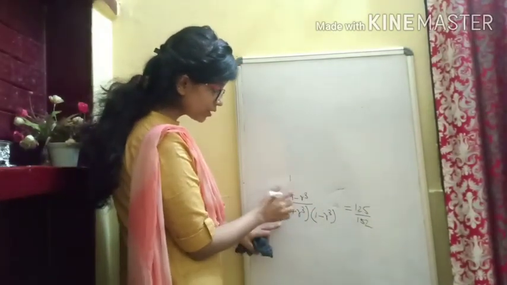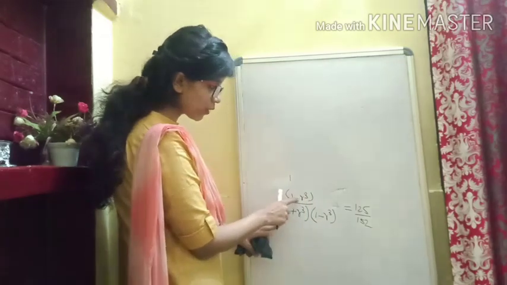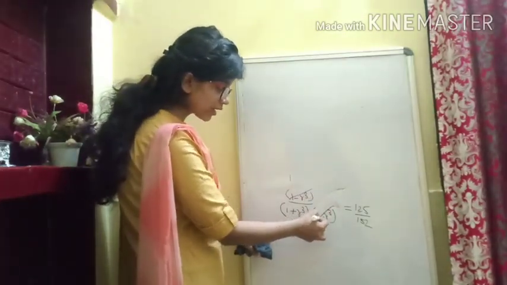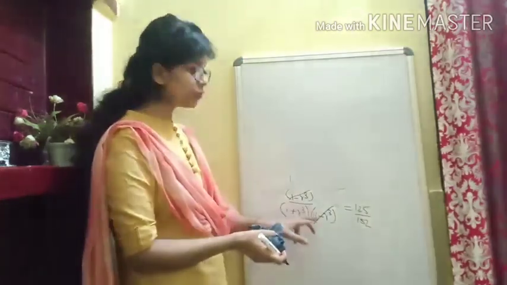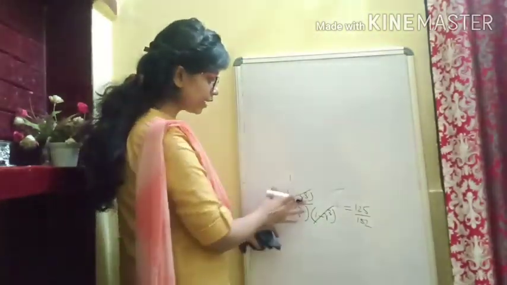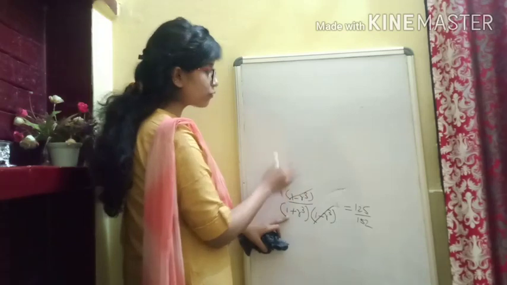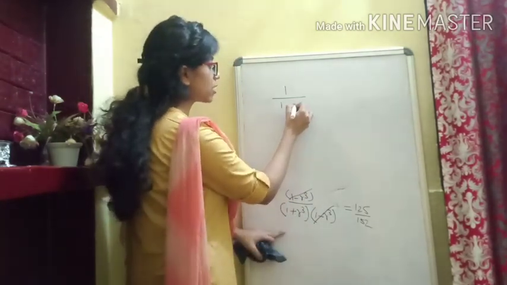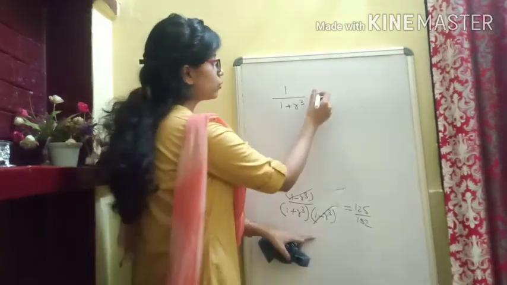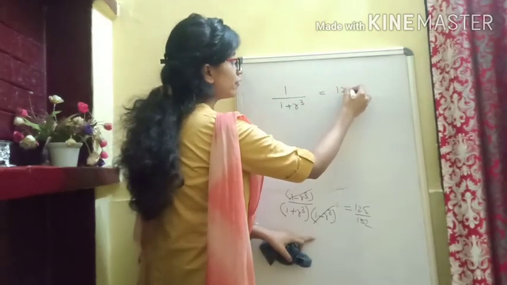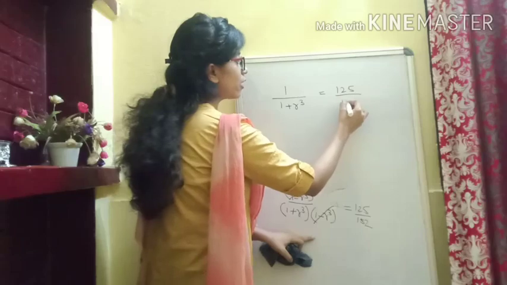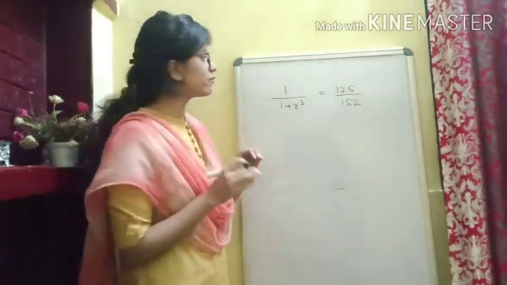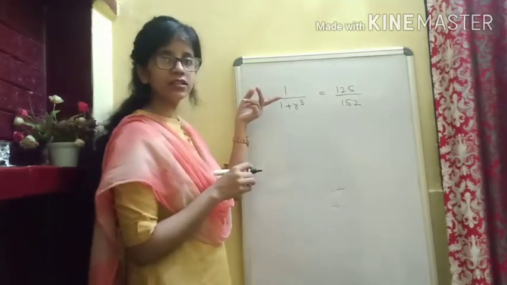Here, if you see, in the numerator we are getting 1 minus r to the power 3. And in the denominator also we are getting 1 minus r to the power 3, which we can simply cancel. So on the LHS, in the numerator we have only 1, upon the denominator we have 1 plus r to the power 3, equals 125 upon 152. Is it okay?